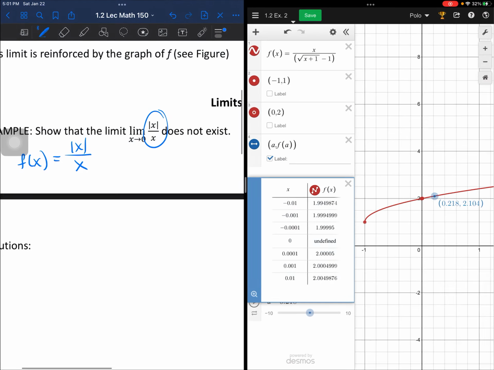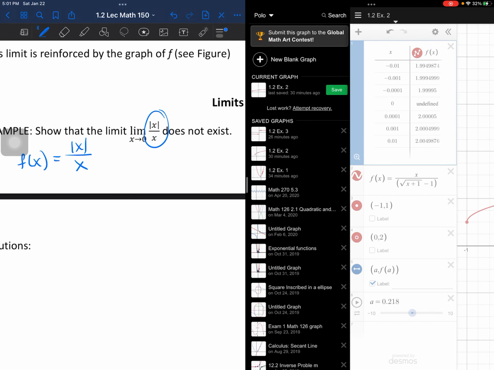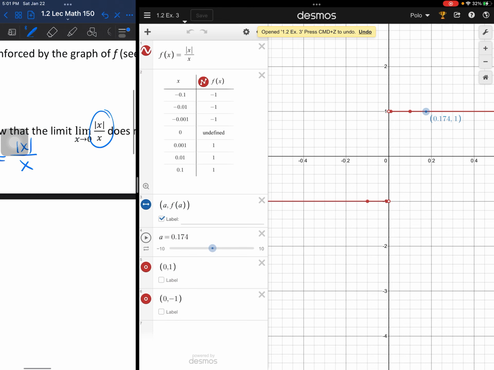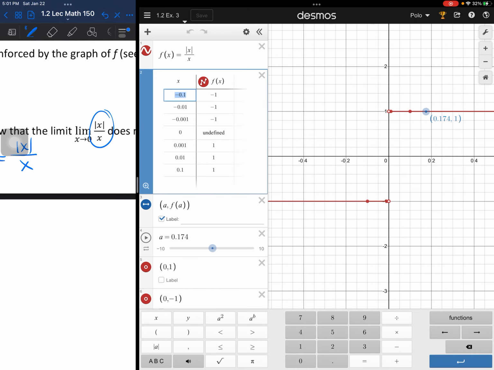And we're going to do the same approach. We're going to create a table, and then we're going to graph it here. So I took the same approach. I created a table, and you can see here that in my table, I plugged in negative 0.1 because we're getting closer to 0, right? So negative 0.01, negative 0.001, and then I plug in 0, and we can see that it's undefined.